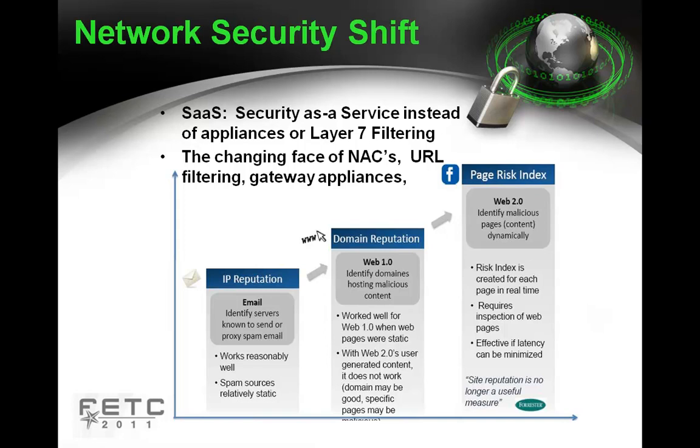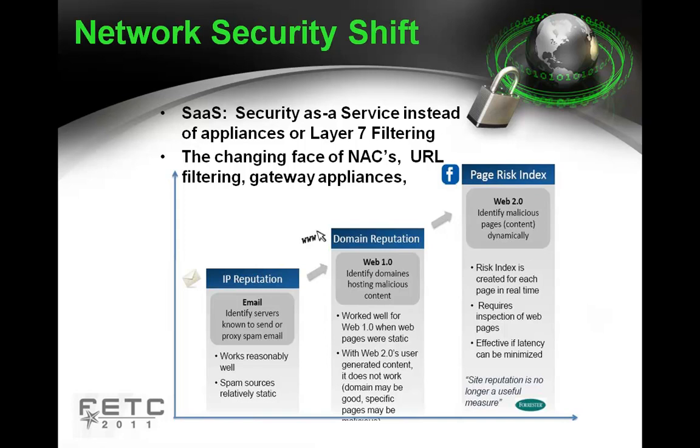One of the things is also looking at layer 7 filtering, which has changed the whole network, with appliance-type devices and the NACs that used to be in place to control who gets on my network. Now we're not just worried about who's on my network, but what they're doing on the network, even authorized users, because of Facebook and Twitter and all these other hacks that are out there.